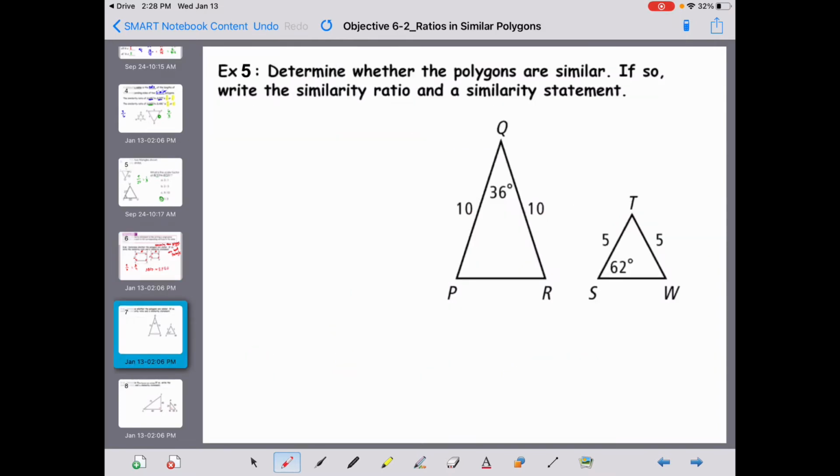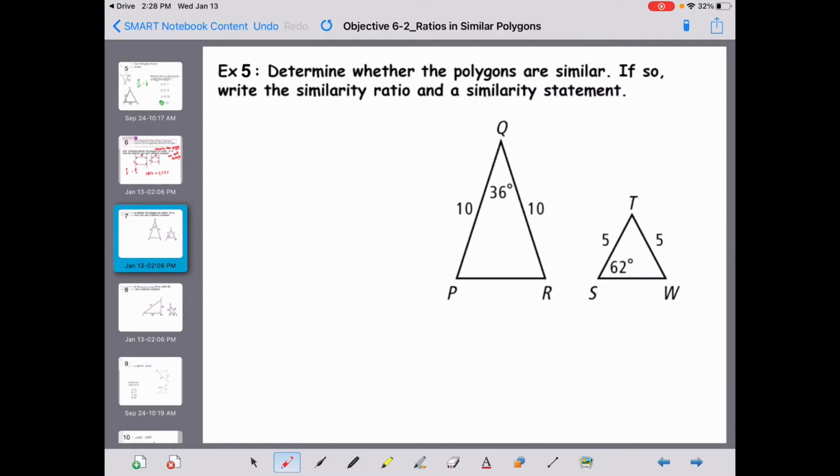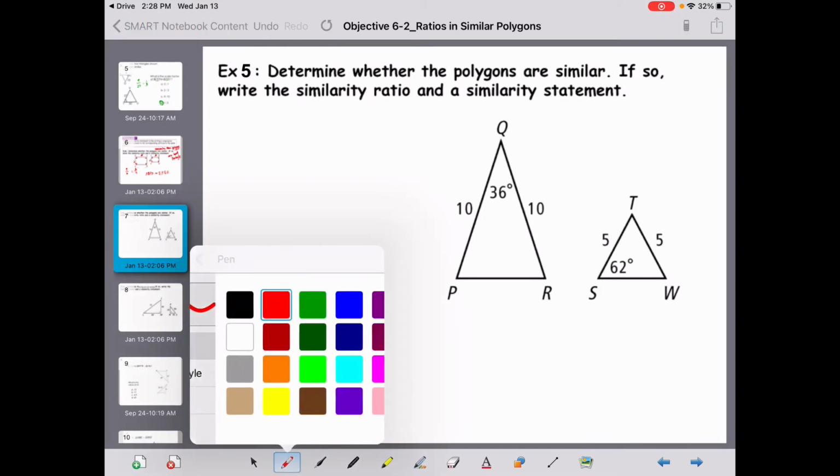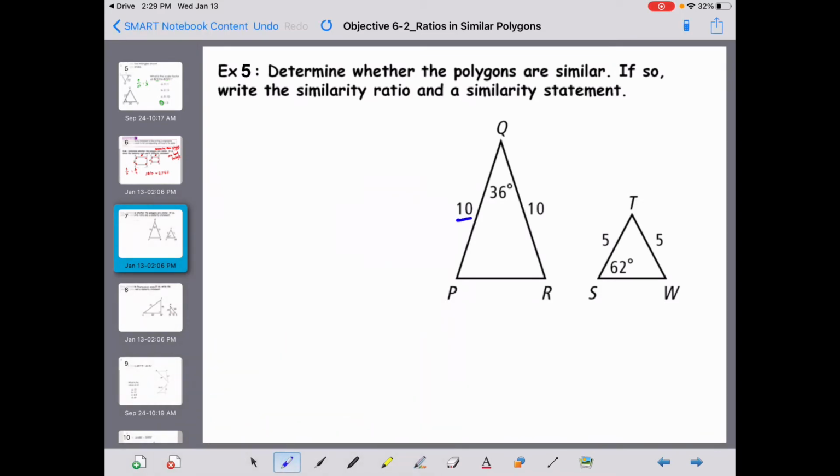All right, my next example. Determine whether the polygons are similar. If so, write the similarity ratio and a similarity statement. Okay, well, I got to figure out here these missing angles. Now, this one's a little bit trickier. A 10 and a 10. If two sides of a triangle are congruent, I have an isosceles triangle. That also means that these two angles, P and R, would also be congruent.